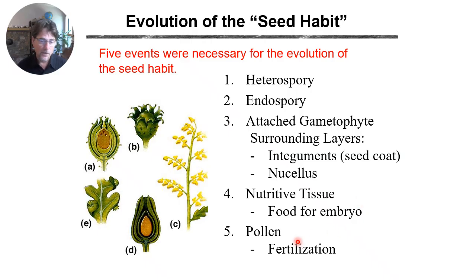And then finally, you had to have a mechanism to get sperm to the egg, and that's what I referred to in an earlier slide, essentially what pollen is. Pollen is a means to carry out fertilization without the need for external water. So let's review each one of these and make sure we understand what each of these terms means.